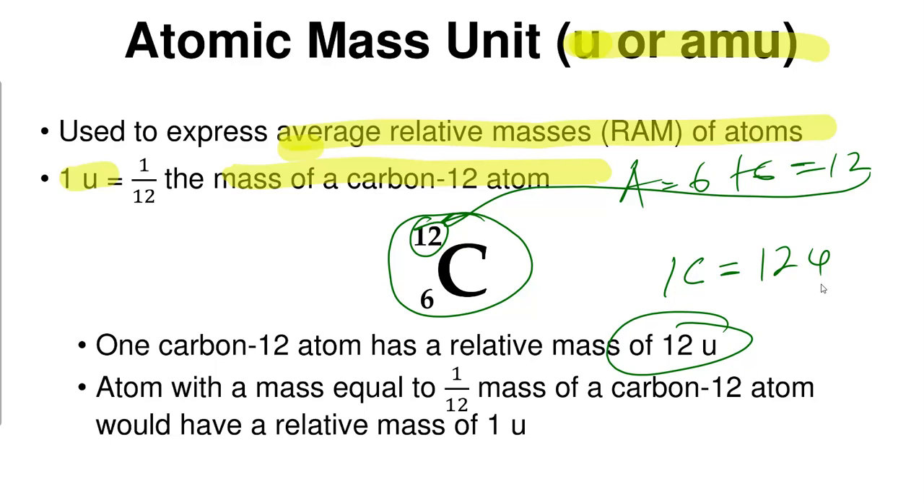So an atom that weighs twice the mass of carbon-12 will have an atomic mass of 24. An atom with a mass equal to 1/12 of the mass of carbon-12 will weigh 1 unit. So carbon-12 is the arbitrary element chosen and used to calculate the various atomic weights, the atomic masses, of all the elements in the periodic table.